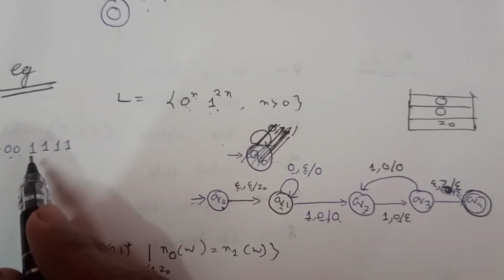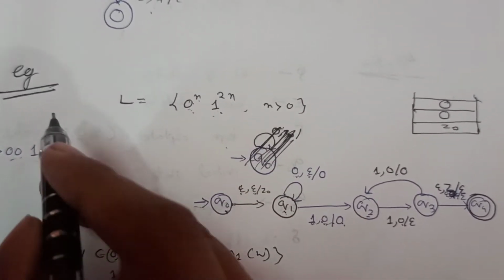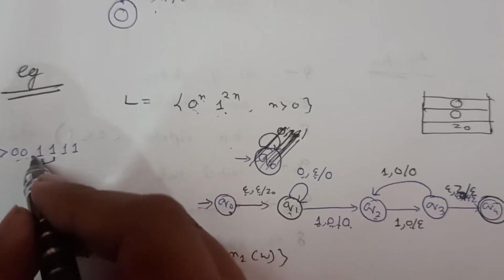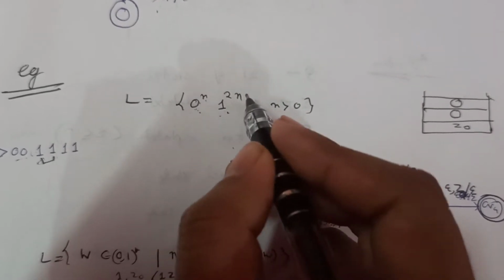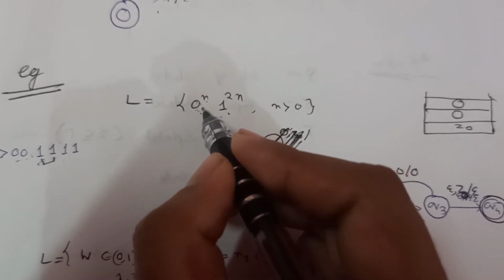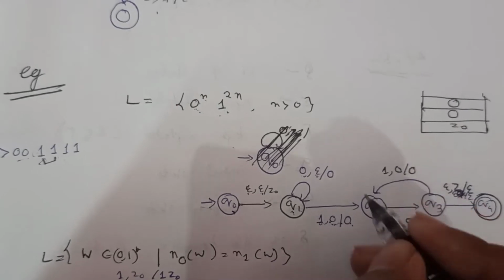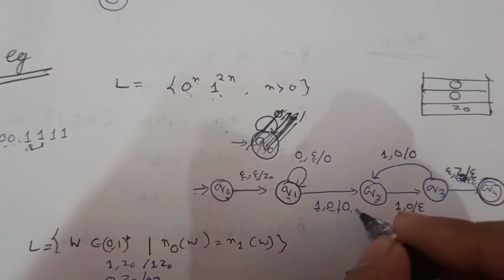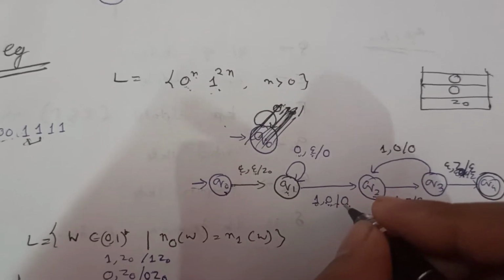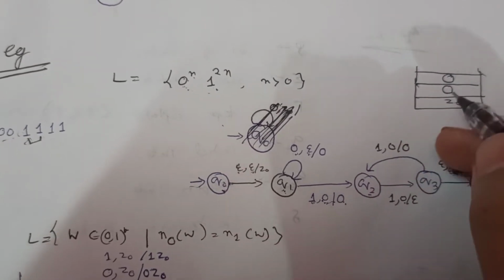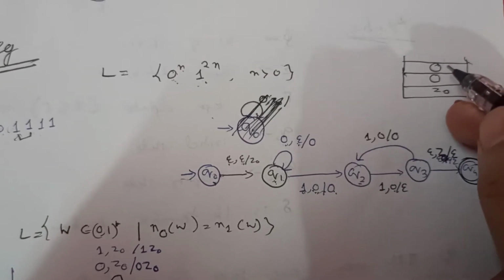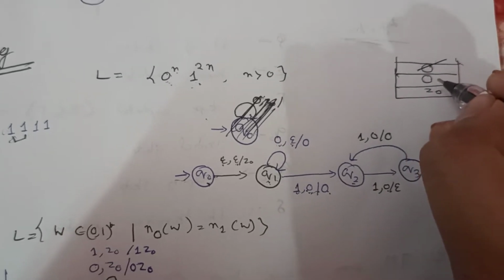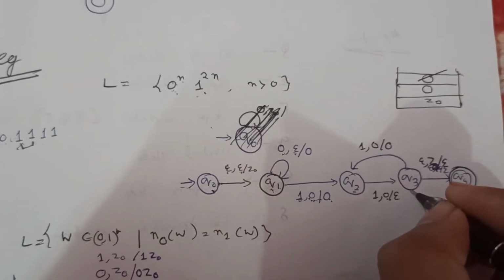This means for a single one we are doing nothing, but for every pair of ones, if we have 2 ones, then we are popping one 0. That's how we will maintain this equality condition, that for every 0 there should be 2 ones. So for every 2 ones we will pop one 0 from our stack. For the first one we are leaving the 0 as it is, and for the second one we are popping our 0 from the stack. Now this 0 is popped, and our stack only has one 0. Now it reaches a new state, q3.